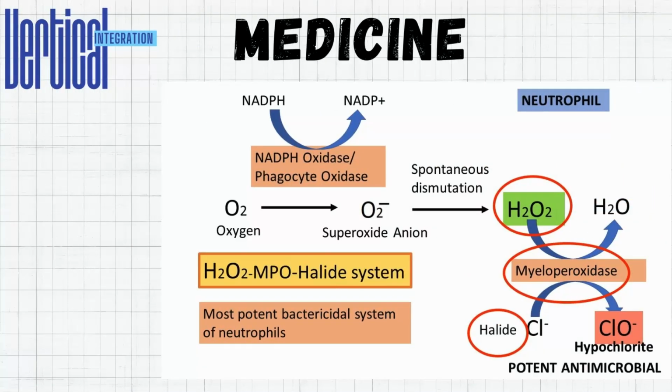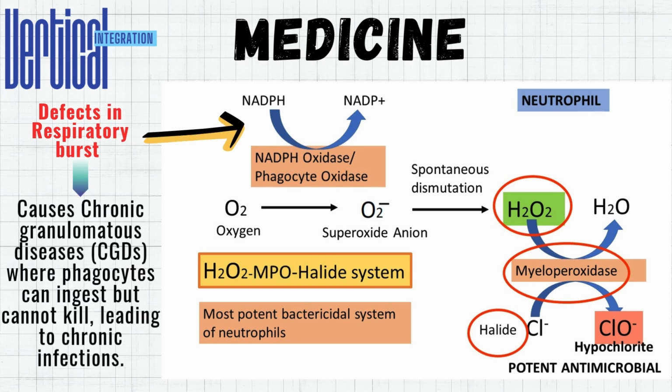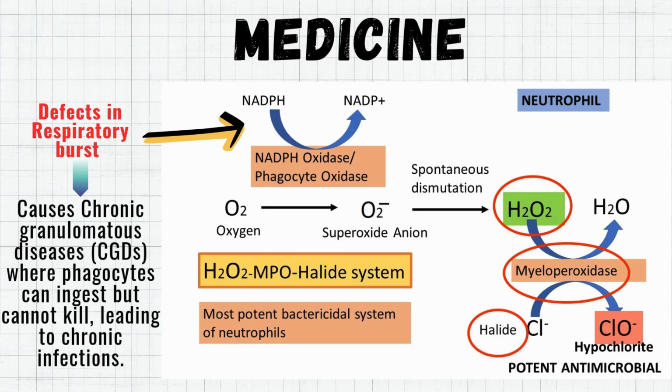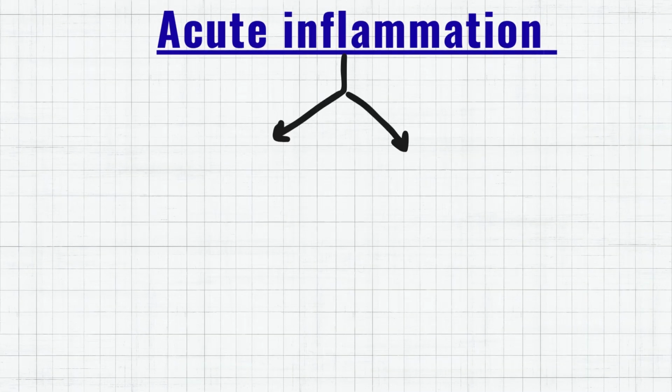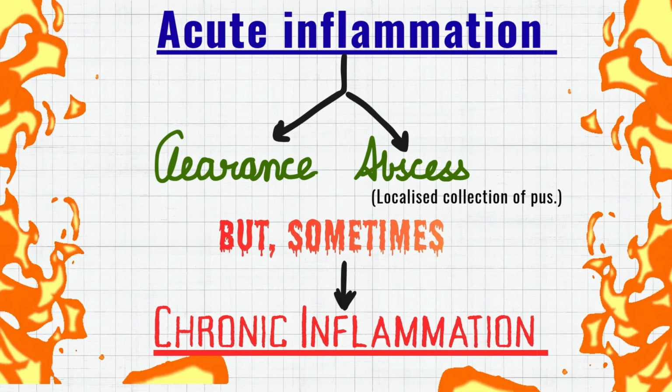Now let's do the vertical integration with medicine. Defects in the respiratory burst cause chronic granulomatous disease, where phagocytes can ingest but cannot kill, leading to chronic infections. Acute inflammation usually leads to clearance or abscess, a localized collection of pus, but sometimes it progresses to chronic inflammation.